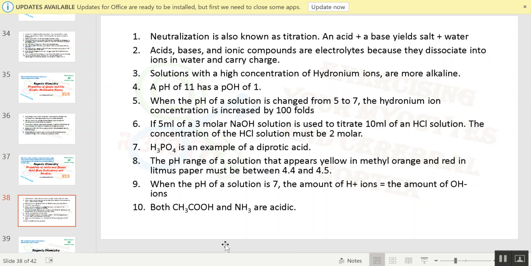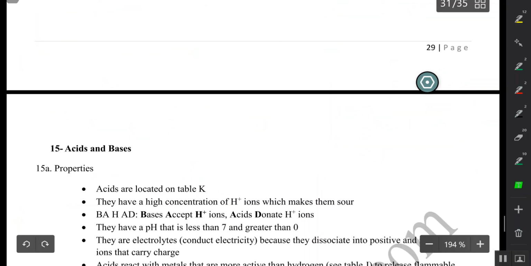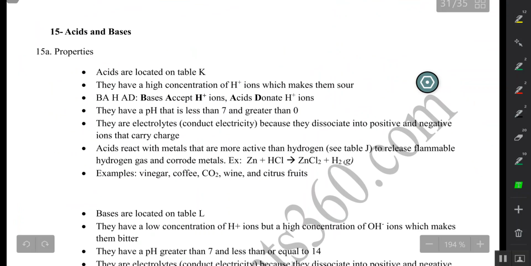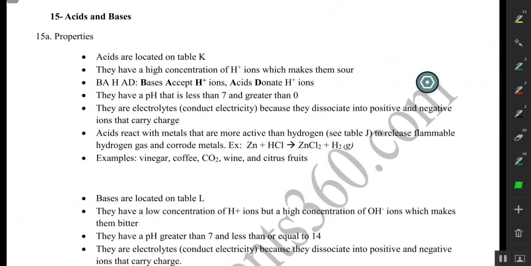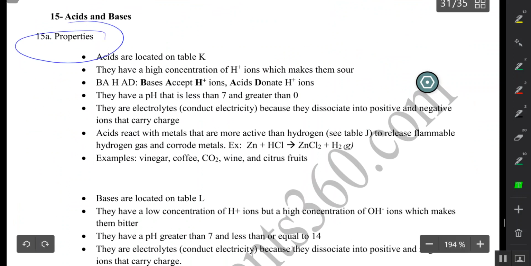Here are a bunch of questions. Please read the following statements and determine whether they are true or false. Pause the video, read carefully, and let's get started. All right, here we have them. Properties of acids and bases. So you can read over this.